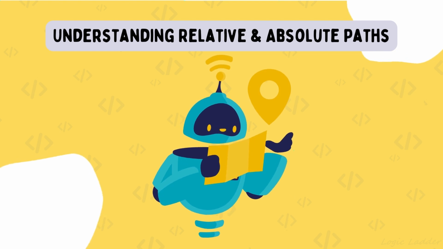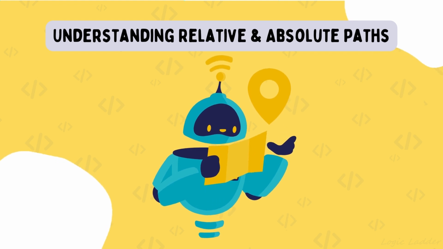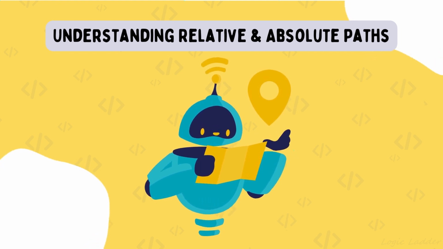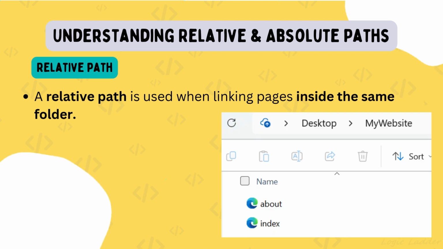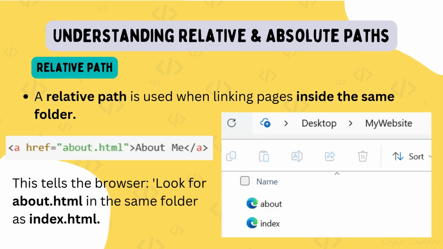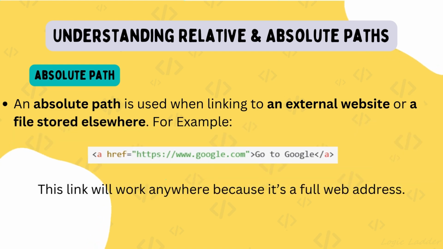Now that we know that an anchor tag creates a clickable link and href requires path of the file, how does it know where to find this file? That's where relative and absolute paths come in. A relative path is used when linking pages inside the same folder. Since about.html is inside my website folder, we just write this. This tells the browser, look for about.html in the same folder as index.html. An absolute path is used when linking to an external website or a file stored elsewhere. For example, this link will work anywhere because it's a full web address.